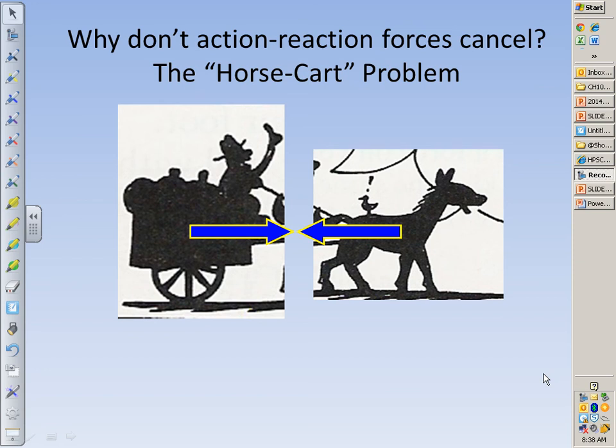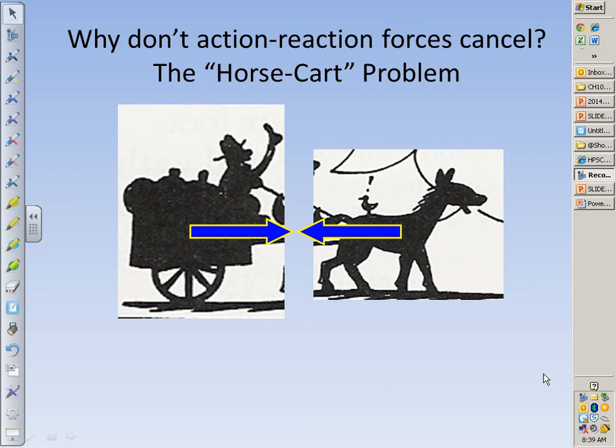What's different about this situation than that situation? Mark. Both forces are acting on the same object. There we go. In the situation of me holding the ball, the forces that are equal and opposite are both acting on the tennis ball. But here, these equal and opposite forces are acting where? One's acting on the horse, the other one's acting on the cart. If you have two forces that are acting on different objects, can they cancel each other out?